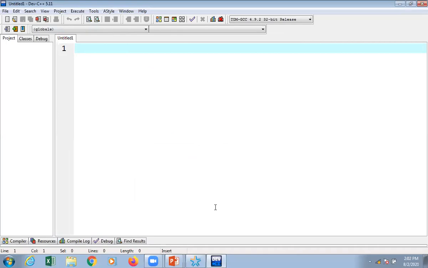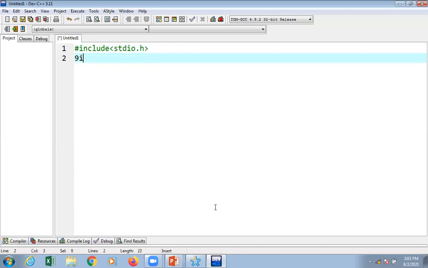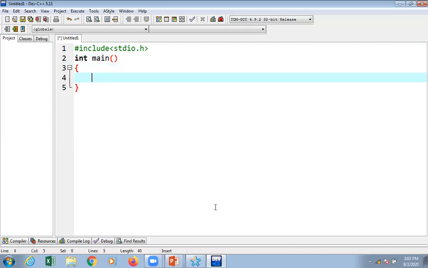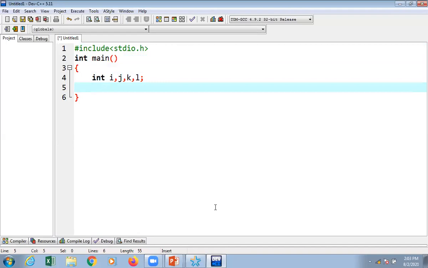First thing we'll be adding the library file. What we'll be doing is first we'll be declaring the integers i, j, k, l. Now the second thing that we have to do is take the input as the number of test cases. Suppose I take the test cases in k.